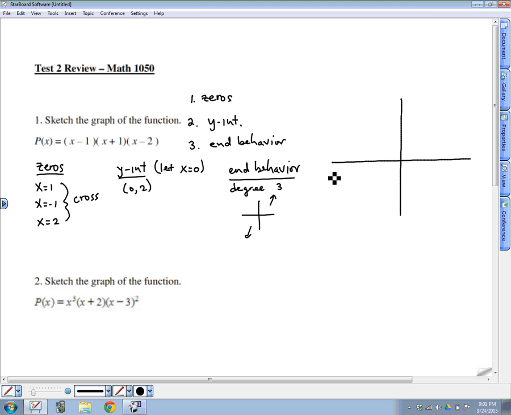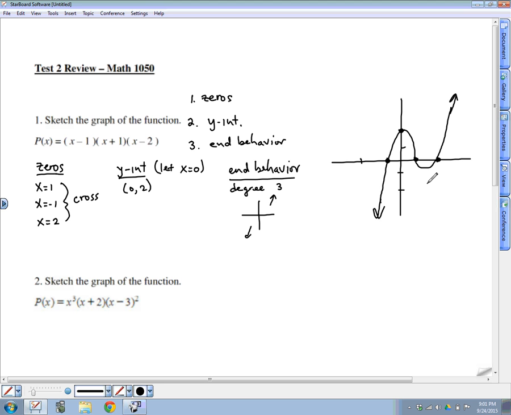So what needs to happen now, transferring this information onto the graph, we have x-intercepts of 1, negative 1, positive 2, and a y-intercept of 2, with end behavior, left side's going down, right side's going up. All 3 of the x-intercepts cross through. And the graph looks similar to this.